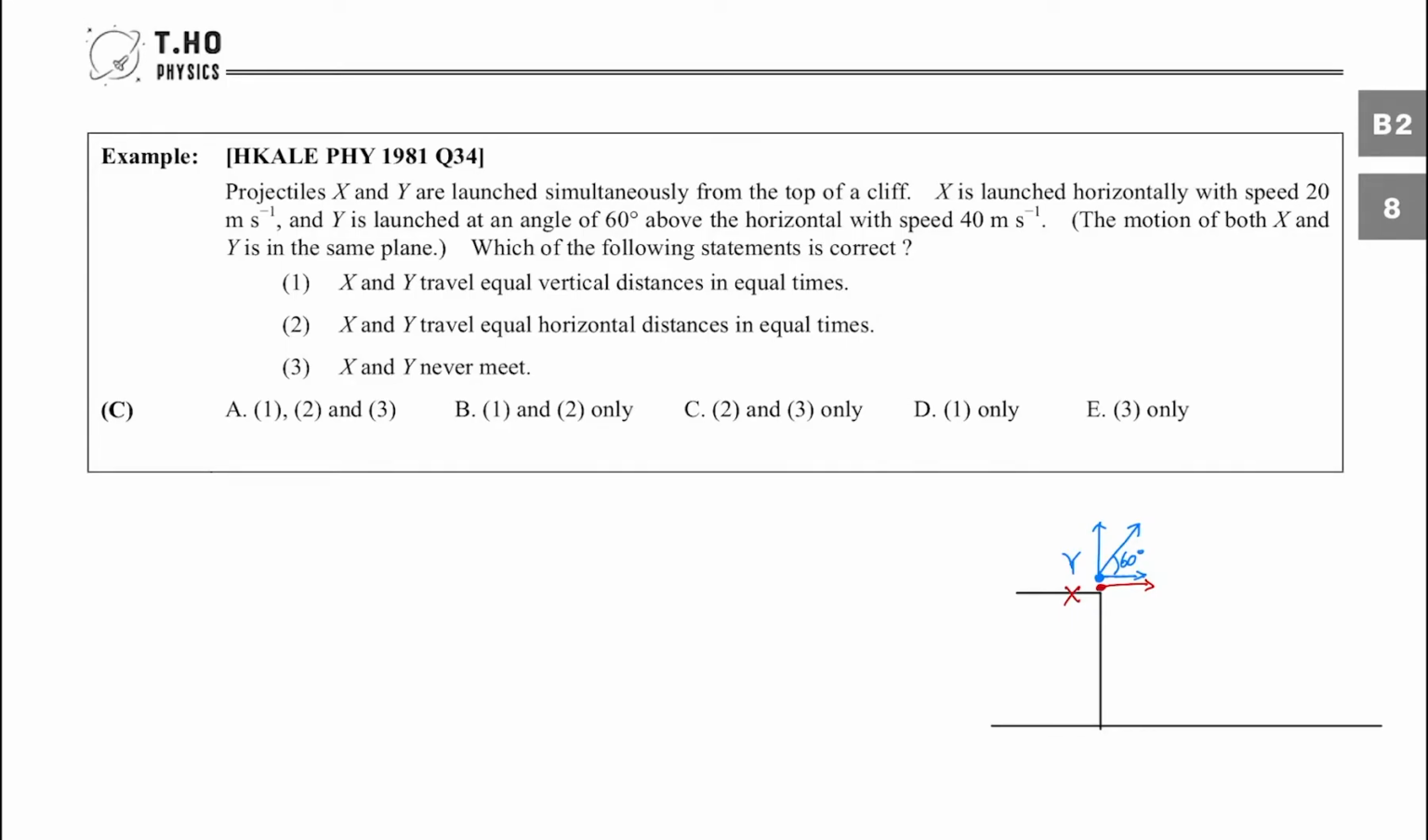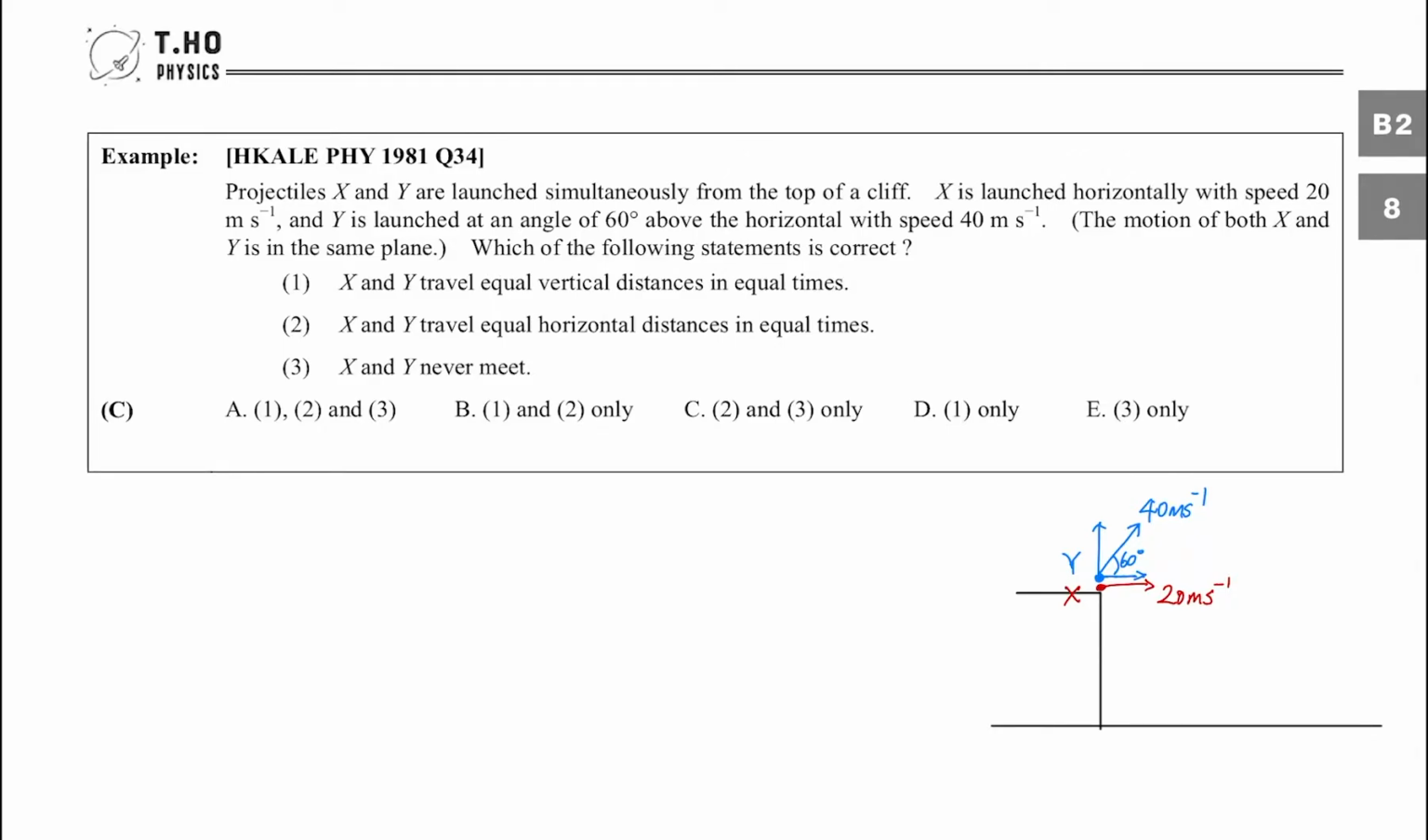Here we come to A-Level Physics 1981 question 34. Here we have two projectiles X and Y launched simultaneously from the top of a cliff. X is launched horizontally with a speed of 20 meters per second, while Y is launched at an angle of 60 degrees at a velocity of 40 meters per second. So we are going to decide which of the following statements is correct or not.